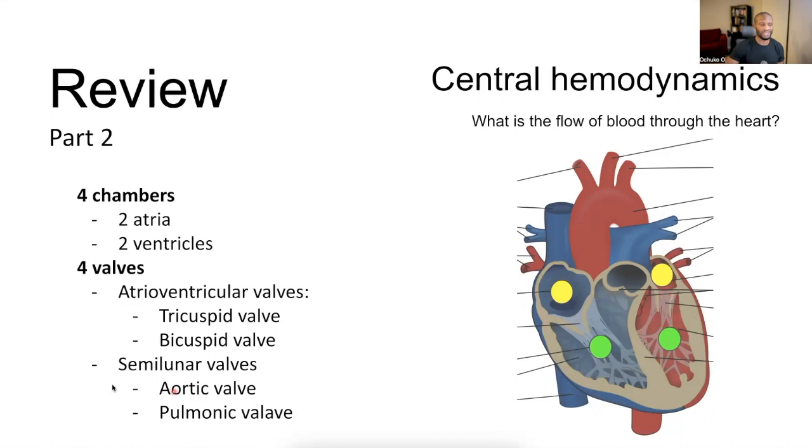And then we didn't say this term, but this is what these two are classified as: semilunar valves. And those semilunar valves, we have two of those. One that is going from the left ventricle to the aorta, and that's called the aortic valve. And then the other is between the right ventricle and the pulmonic artery. So that's a spelling error there. It should be valve. And that's the pulmonic valve.